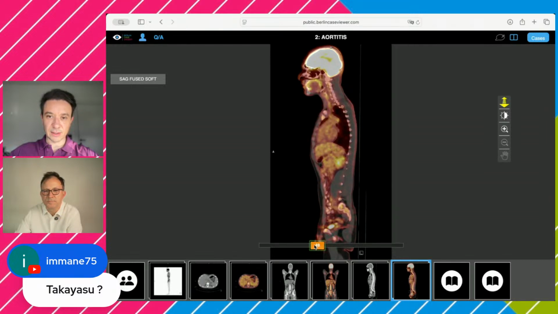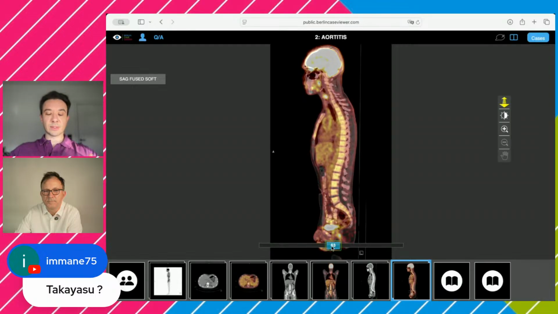This is a really nice case of aortitis. Now, in this case, there was no diagnosis for this patient.